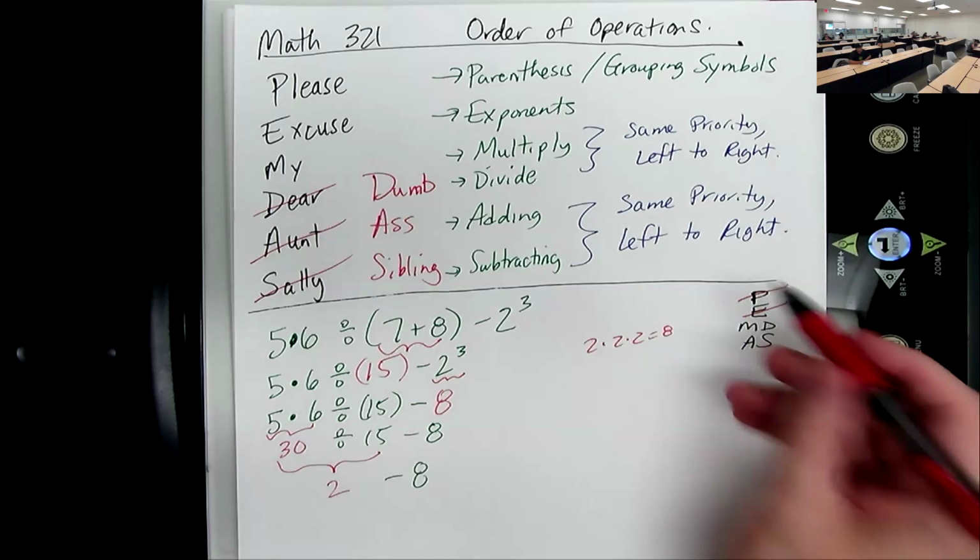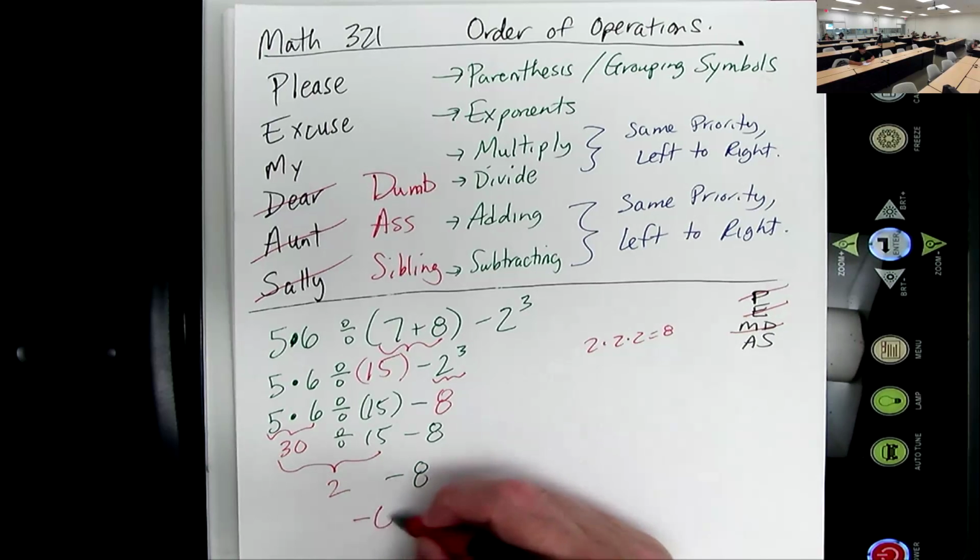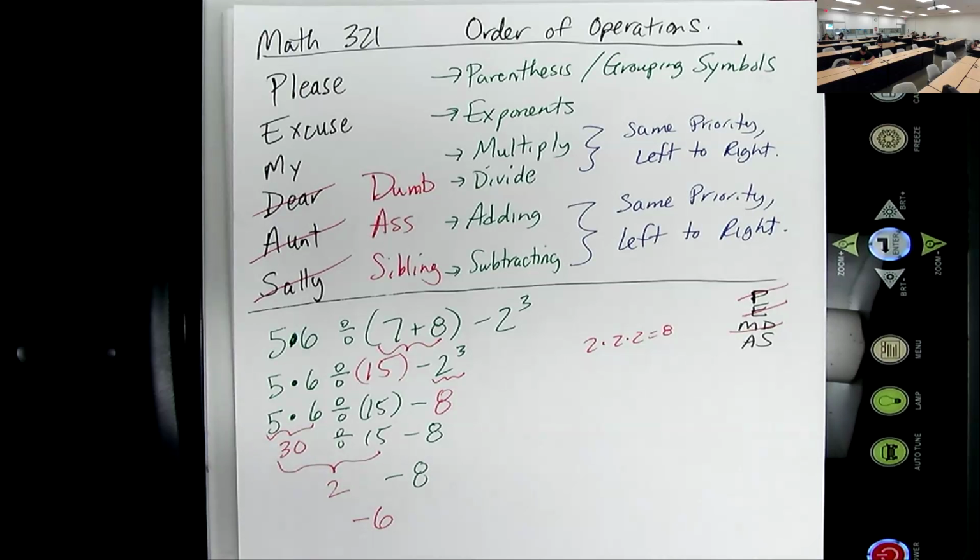Finally, we're finished with that step. And lastly, we do 2 minus 8. And that is -6. And we're all done. Bam.